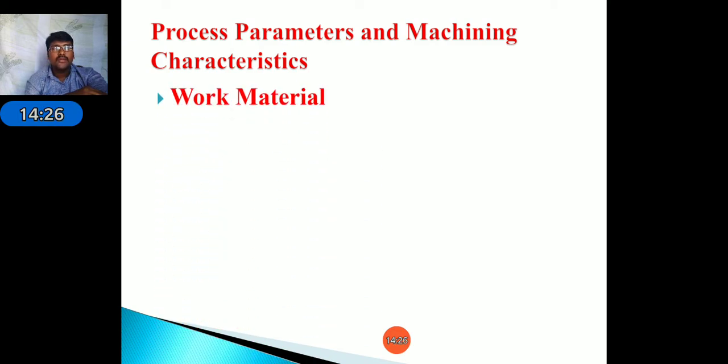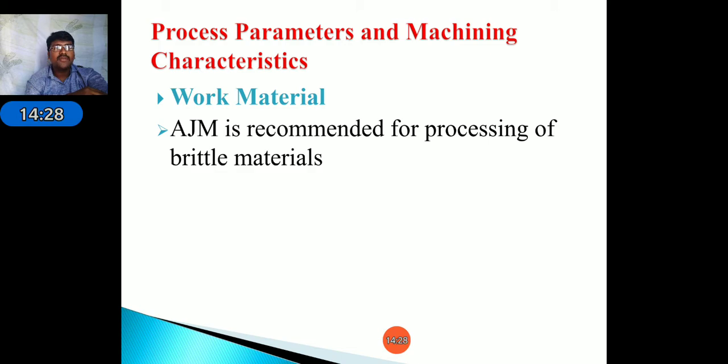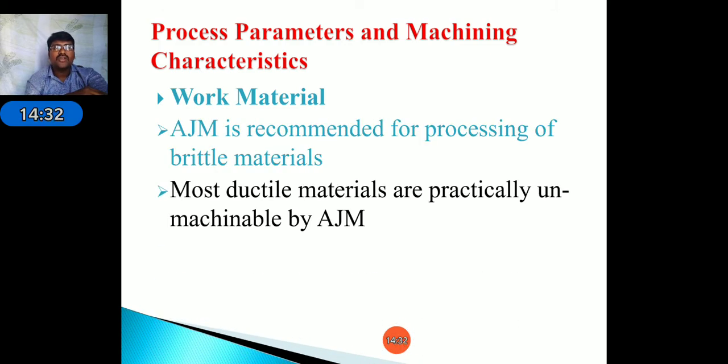Next, coming to work material. AJM is recommended for processing of brittle materials. Most ductile materials are particularly unmachinable by AJM. Here, the ductile metals we cannot machine by using the AJM process.